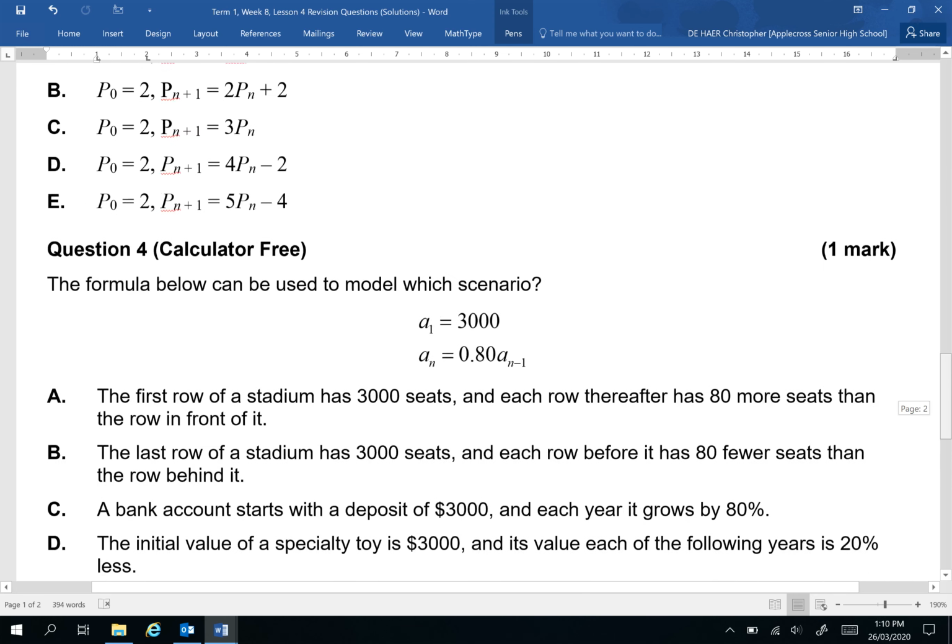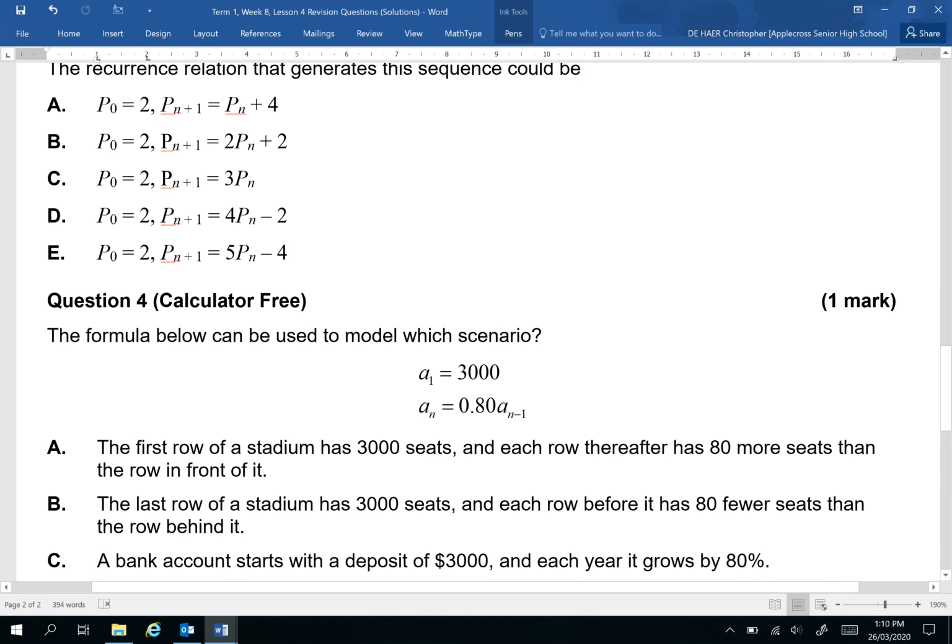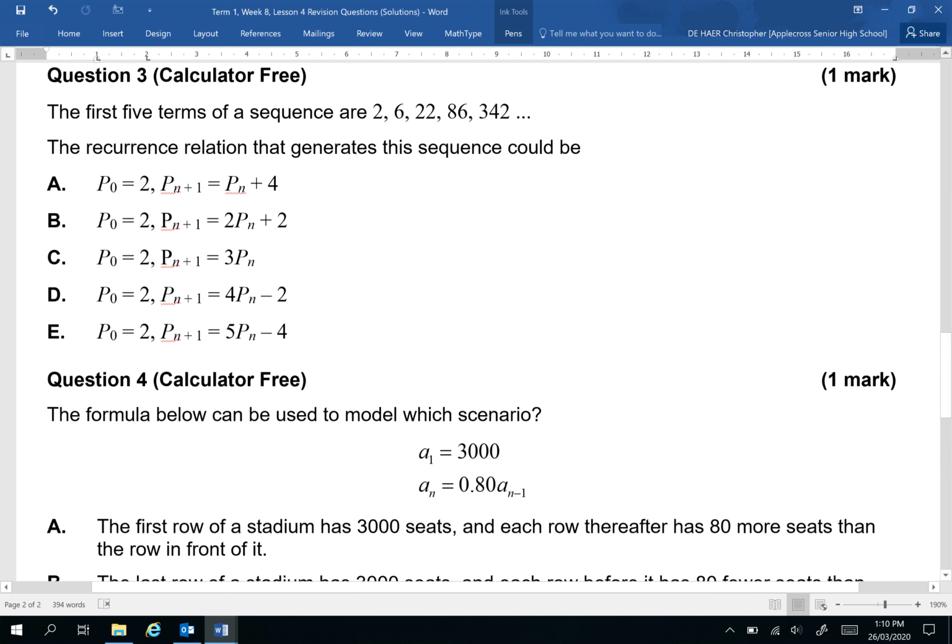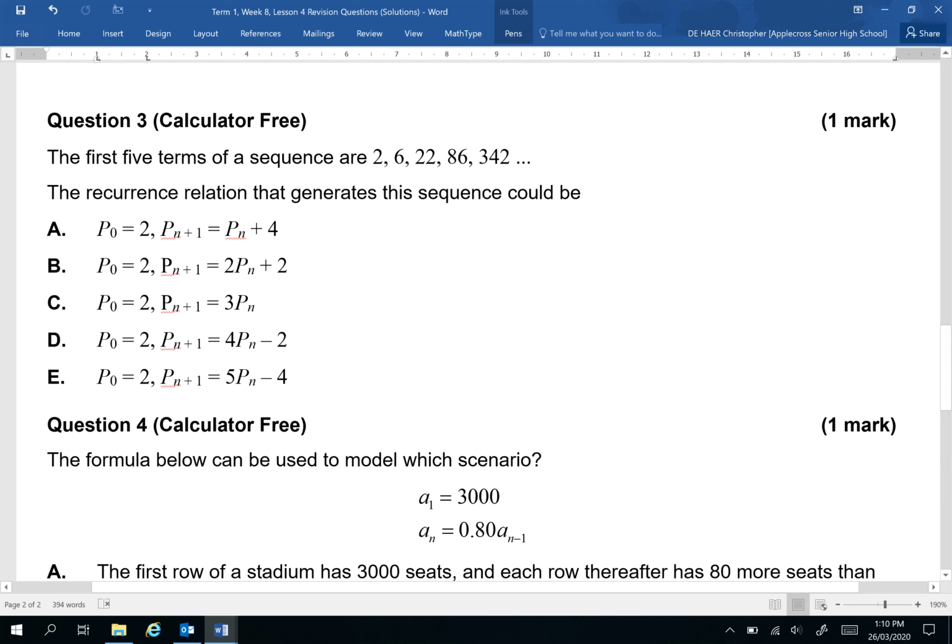So in question 3, the first 5 terms of this sequence are given. The recurrence relation that generates this sequence could be, well, we could actually do this question a couple of ways. We could generate the first few terms of each sequence, or we can try to work out the rule from this sequence. There's a couple of these which are obviously not going to work right from the beginning. A is going to be arithmetic because we're continually adding 4, so that's not going to be a possible answer. And C is geometric and we're multiplying by 3.